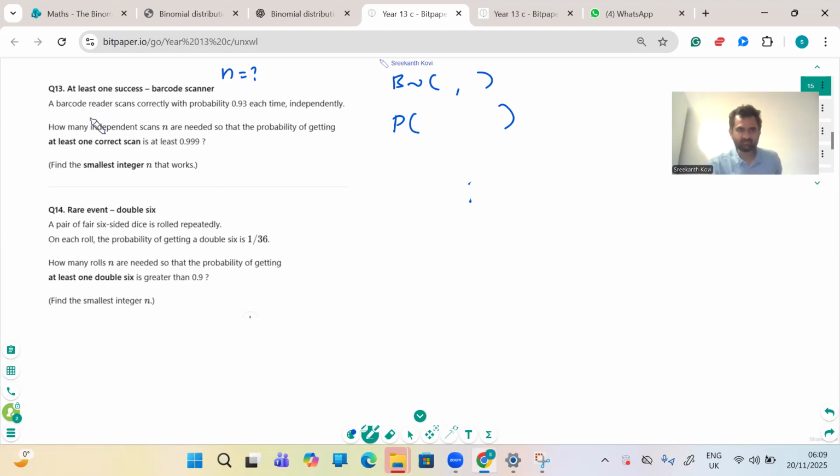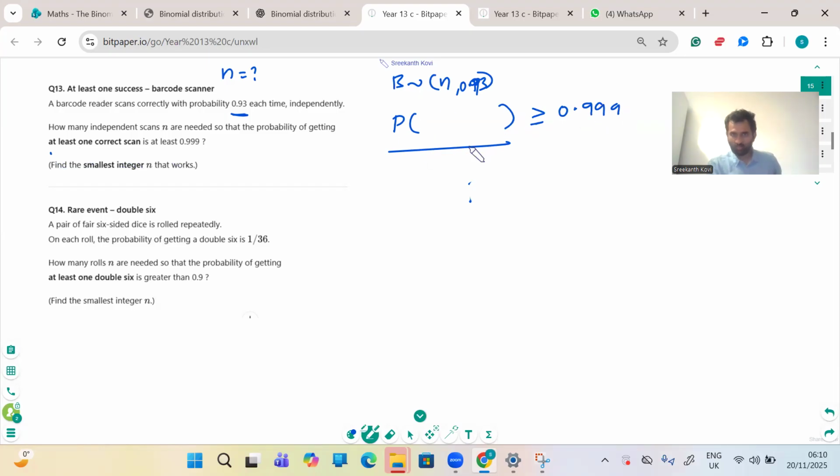For example, here, a barcode reader scans correctly with probability 0.93. How many independent trials N are needed? In this case, it is straightforward. They asked us N directly. So that the probability of getting something, we'll get back to this, is at least, is greater than or equal to 0.999.